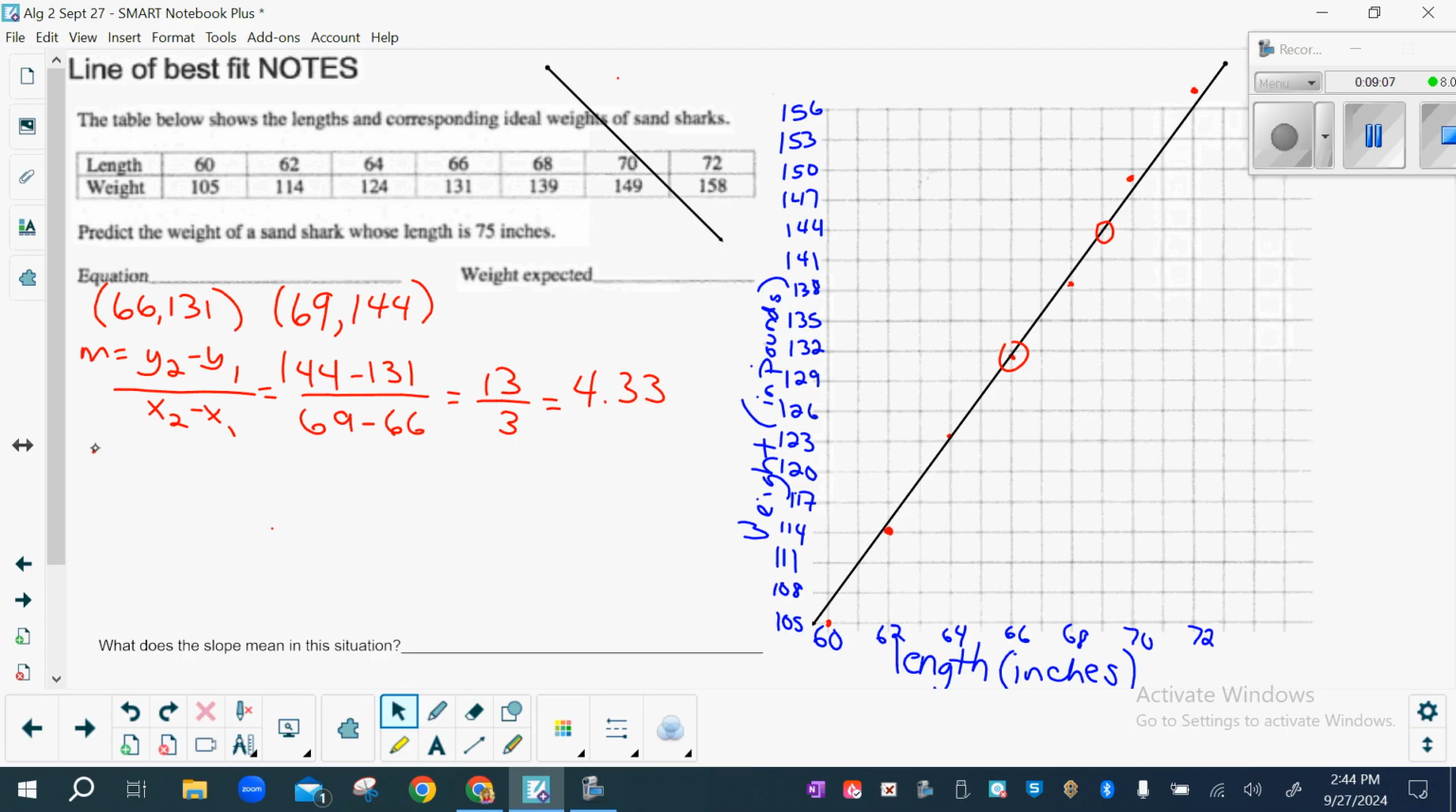So, Rustin, where does that 4.33 go in our equation? The slope. Yeah, so it would be in place of m. So 4.33x plus b. And so now what do we do to find the b? Take a point. That's right. Good. So either point, doesn't matter which one you choose. Let's choose this first one. So we're going to put a 131 in place of the y, and then a 66 in place of the x.